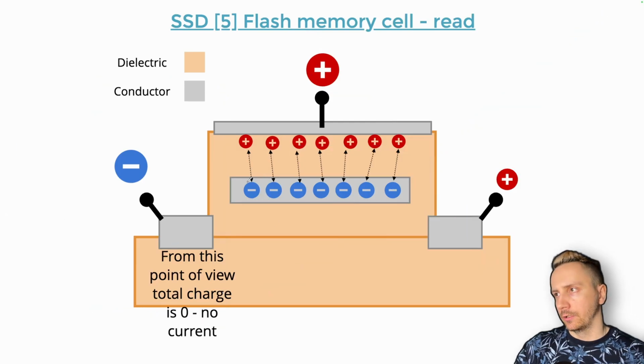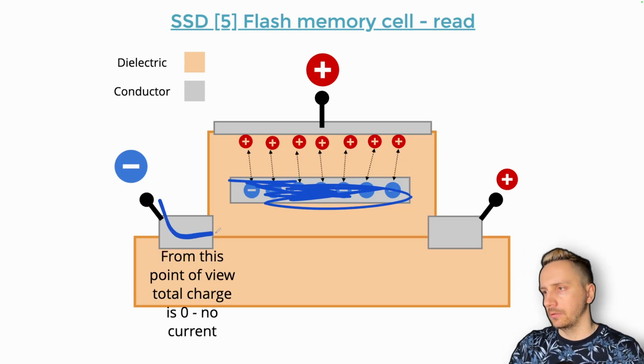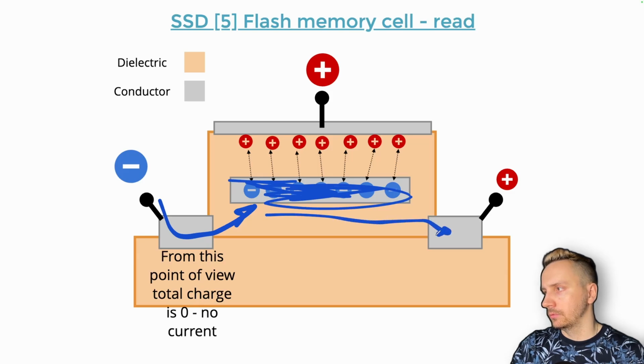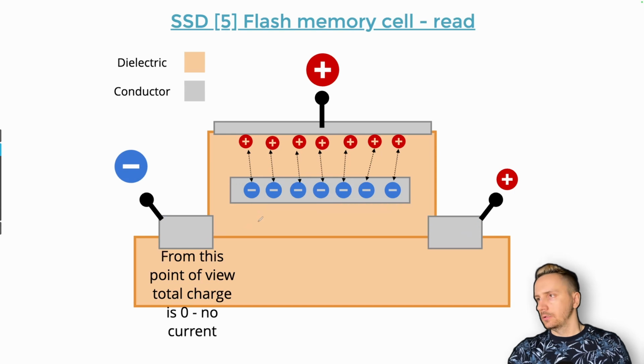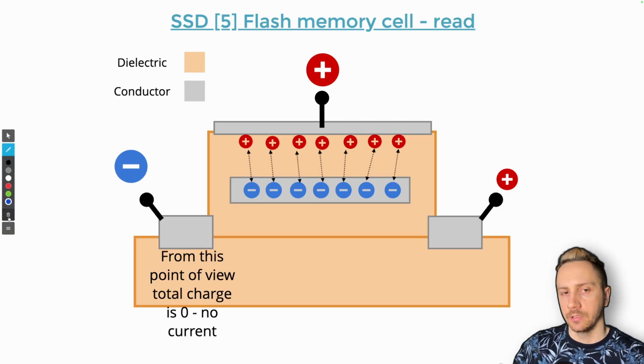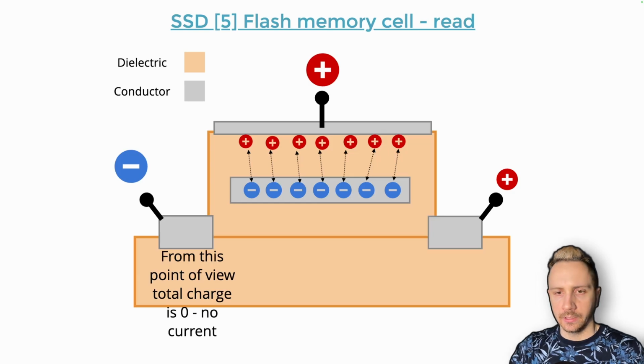But if there are no electrons inside, imagine they are empty, then the situation looks almost like writing. So electrons will come here, sense positive charge on the right, go here, the current will flow, and then it will flow here. So if the current goes out of the drain, it means there were no electrons inside. If it doesn't go, it means there were electrons inside. This way we can detect if this cell has a value, has electrons inside.